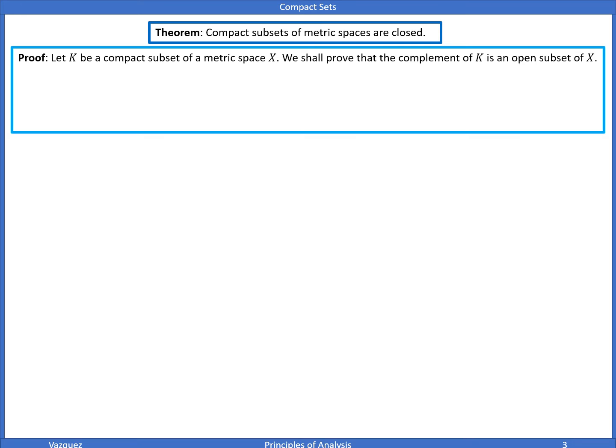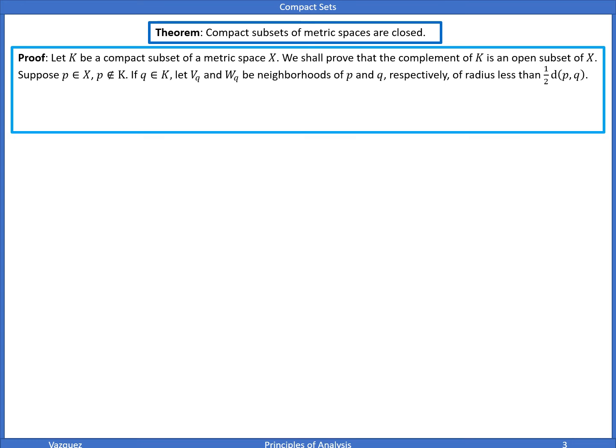So suppose P is an element of X and P is not in K. Well, if Q is in K, then let V sub Q and W sub Q be neighborhoods of P and Q respectively. And their radius is less than half the distance between those two points. This way we can guarantee that the neighborhoods don't overlap.